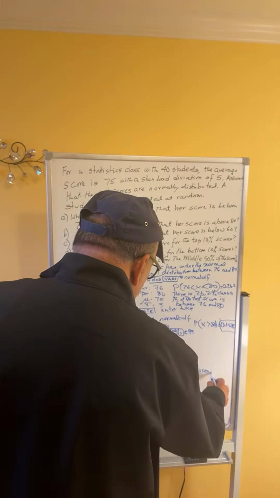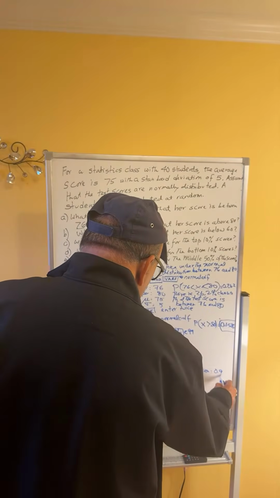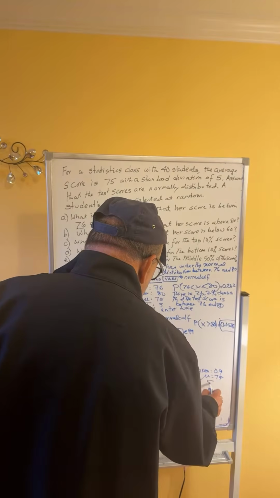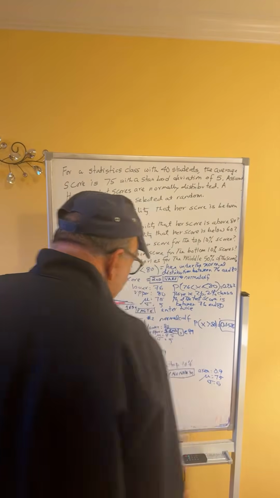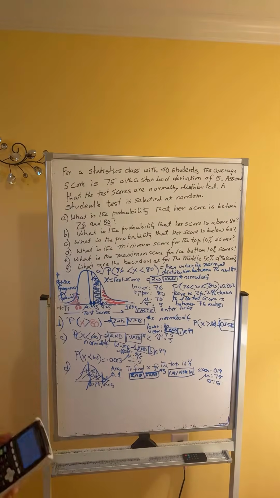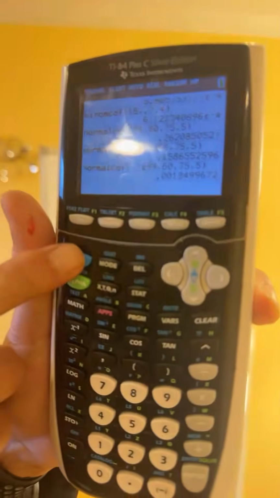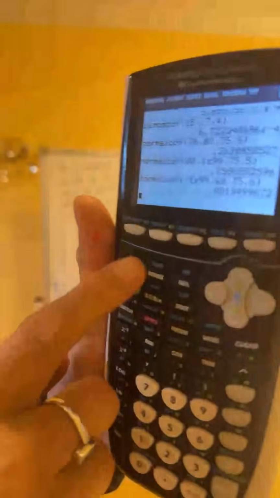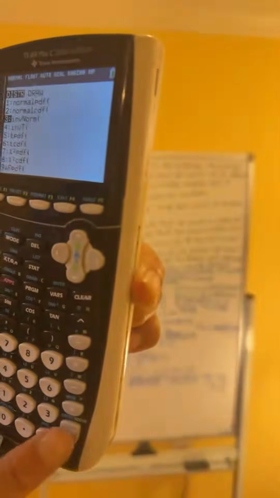Area is 0.9. Mean is 75. Sigma is 5. Okay, and then we go to paste, enter and enter. So, let me show it to you. What am I doing? Second verse. Okay, second verse. Go down to number 3. Not number 2 anymore, number 3.